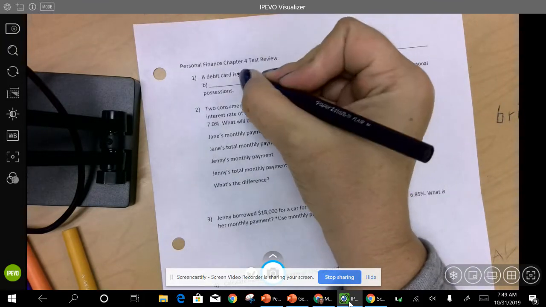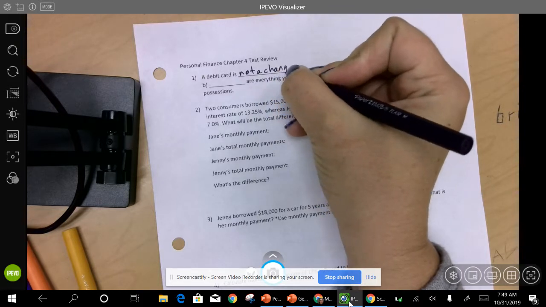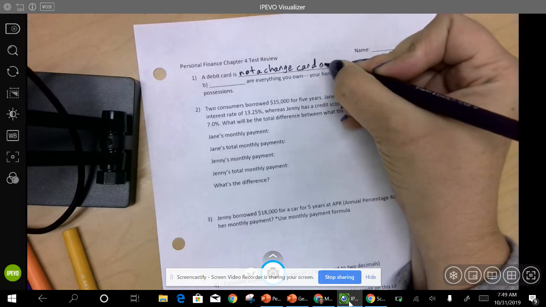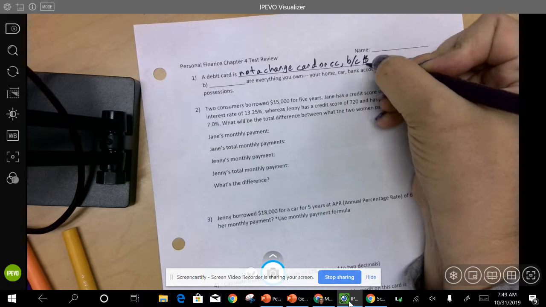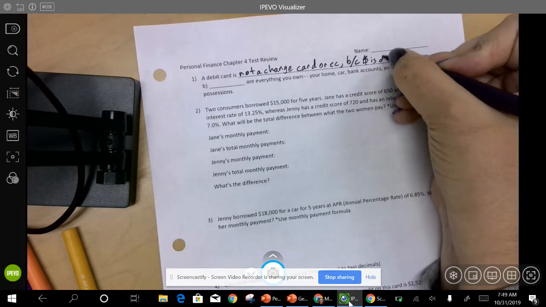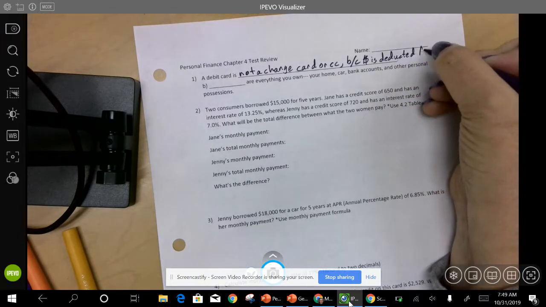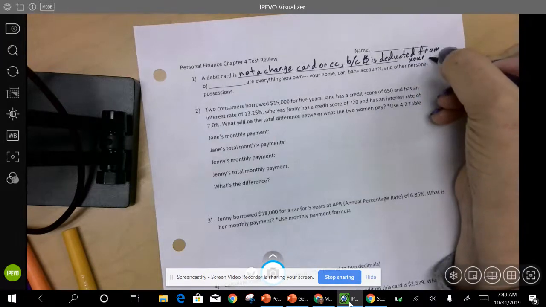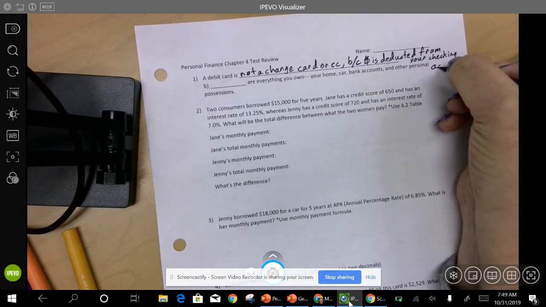So a debit card is not a charge card because the money is taken directly. Not a charge card or a credit card because the money is taken directly. So it's deducted from your checking account. So it's taken out directly for that one.